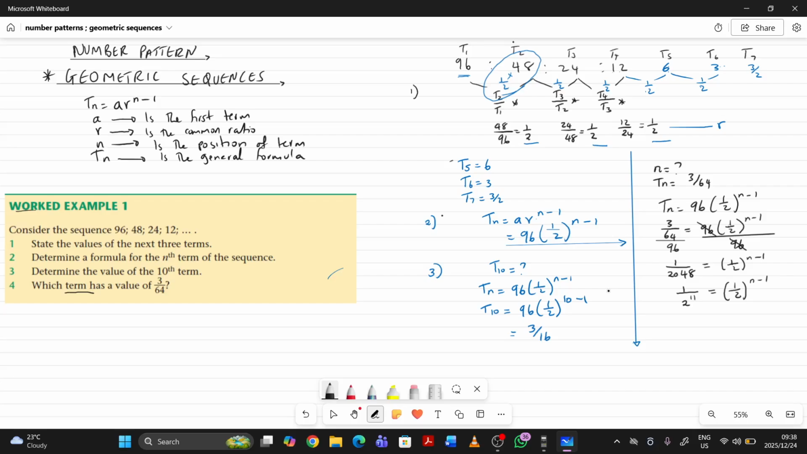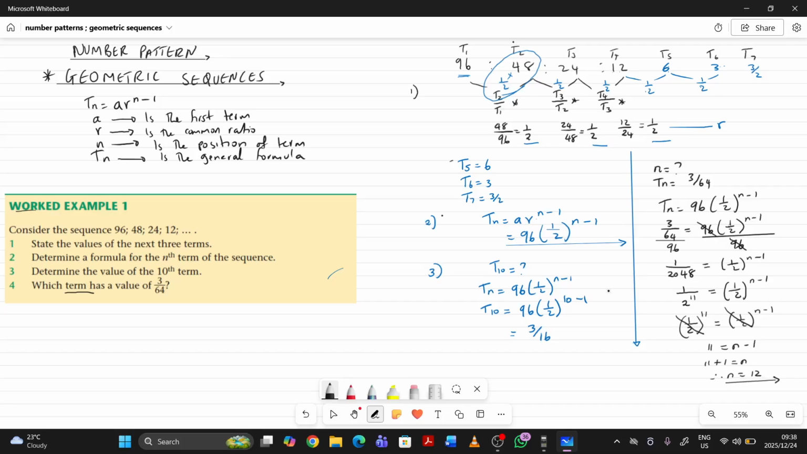So again, this is just algebra. This can be written as 1 over 2 to the power of 11, which is equal to 1 over 2 to the power of n minus 1. I changed it into this form so that both sides have the same base, so that this and this can cancel out, and I'll be left with 11 is equal to n minus 1. Now transpose 1 to this side, so it will be 11 plus 1 is equal to n. So therefore n is equal to 12 as our final answer.